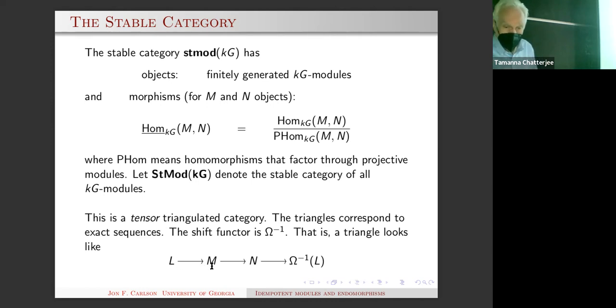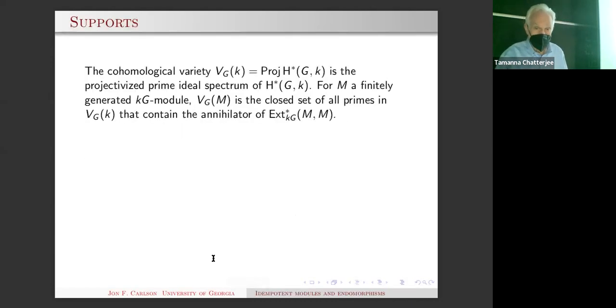That is to say, if we add a projective module to M so that the map from L becomes injective, and then map it onto N, then you actually get a short exact sequence out of this. And we will talk about that some more too.